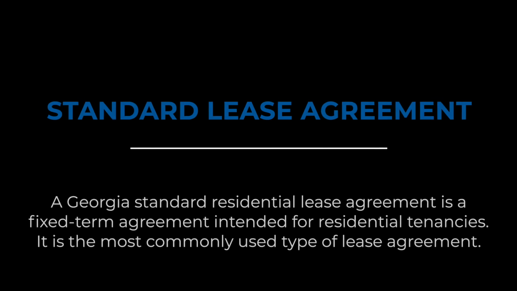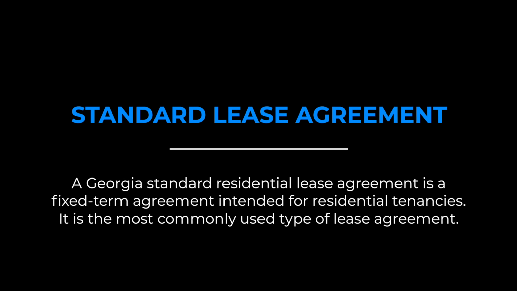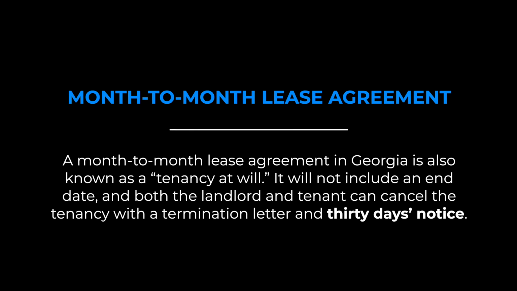Standard lease agreement. A Georgia Standard Residential Lease Agreement is a fixed-term agreement intended for residential tenancies. It is the most commonly used type of lease agreement. A month-to-month lease agreement in Georgia is also known as a tenancy at will. It will not include an end date, and both the landlord and the tenant can cancel the tenancy with a termination letter and 30 days notice.